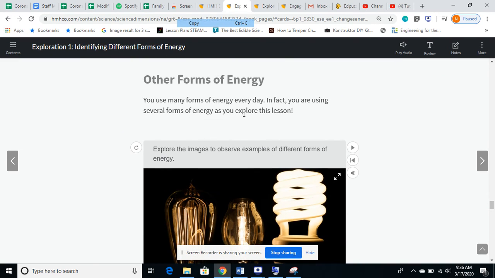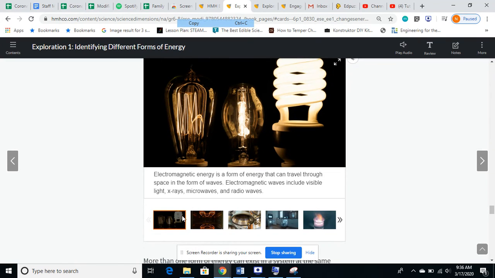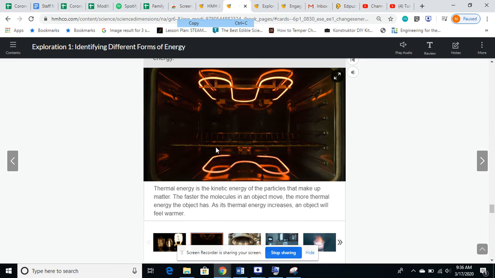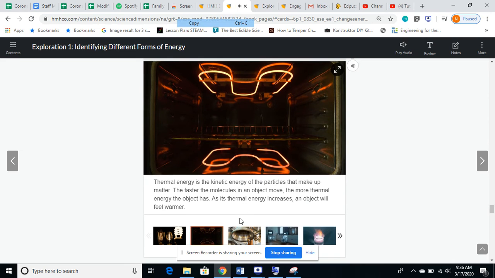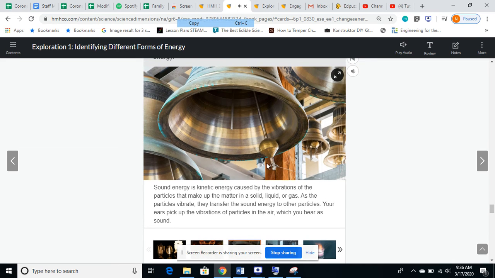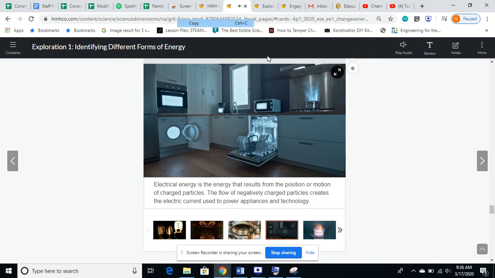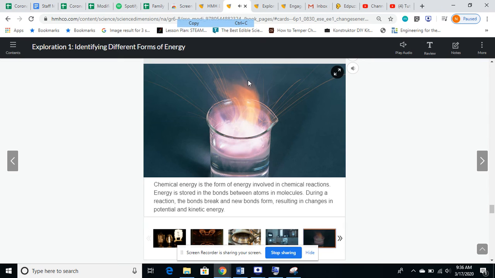So there are other forms of energy that you see every single day. Here are some examples. Electromagnetic energy is light energy, here in the form of light bulbs. We have some thermal energy in an oven. We have sound energy in the bell. We have electrical energy in all these appliances. Chemical energy, which is some of your favorites in this beaker, and so on.